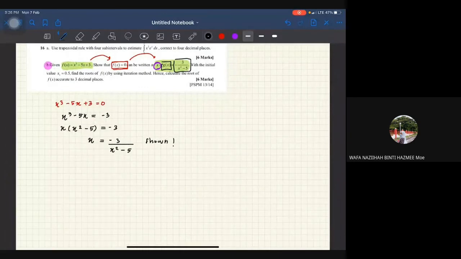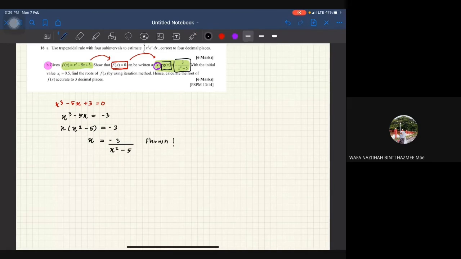Alright, so secondly, kita sambung lagi baca. Dia cakap dekat sini, with the initial value x1 is equal to 0.5. Initial value is actually first approximation. So dalam soalan yang before this, biasanya dia akan sebut x0 equal to something. Tapi in this question dia gunakan x1. Tapi dia sama je sebenarnya. So tak kisahlah soalan tu cakap x1 ke x0 ke, kalau dia cakap initial value, first approximation, that will be your first value of x, which is x0.